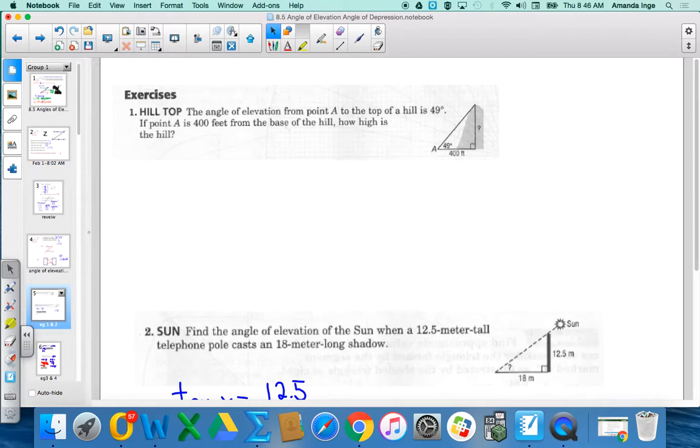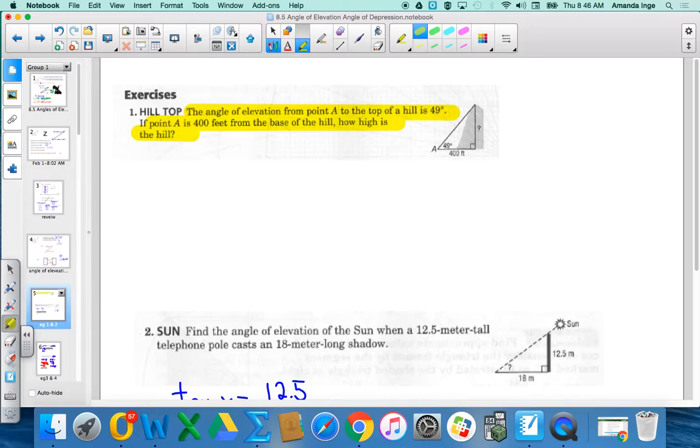So it says, the angle of elevation from point A to the top of a hill is 49 degrees. If point A is 400 feet from the base of the hill, how high is the hill? If you don't have a picture in the word problem, draw yourself a Z and make the picture.